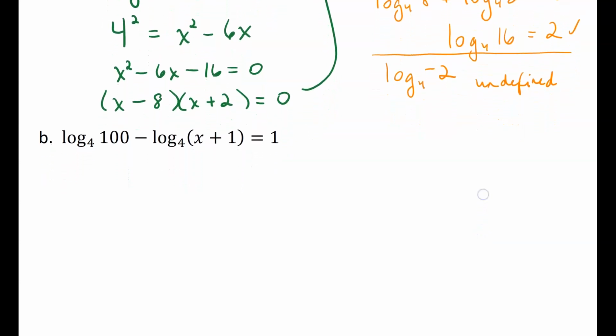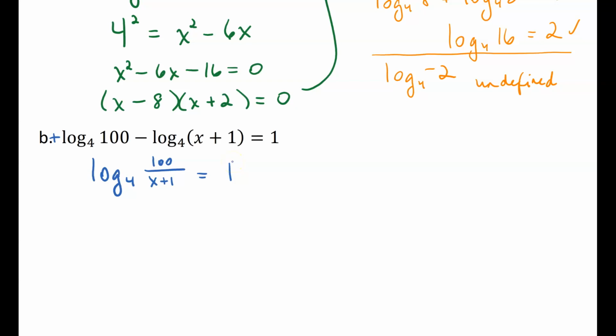Here's our next one. So log base 4 of 100 minus log base 4 of x plus 1 is equal to 1. All right, so again, I've got 2 logs on one side and then a constant on the other. So I need to combine these, condense them into a single log so that I can apply the exponential form. So over here, I've got log base 4, and then there's a plus and a minus. So the term that's positive, the argument will go to the numerator, and the term that's negative, the argument will go to the denominator, and that's equal to 1.